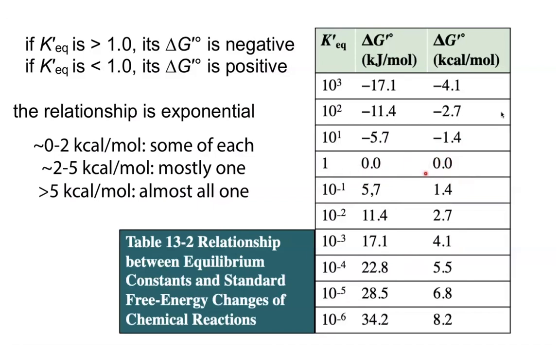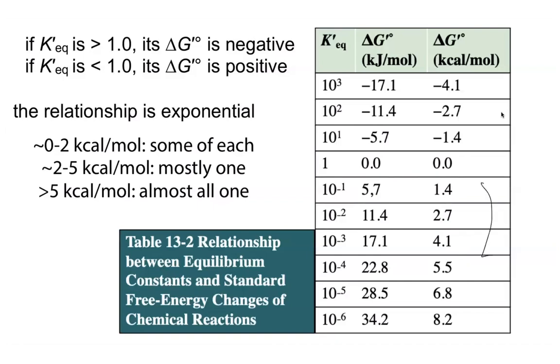So basically at 0 kilocalories per mole, remember that's our equilibrium. That's our KEQ is 1. Our concentration of products to reactants is 1. If you're around 0 to 2 kilocalories per mole, basically you have some of each. Once you get to 2 to 5 kilocalories per mole, you're mostly going to have one or the other. And if you're greater than 5 kilocalories per mole, then if you reach that equilibrium, you're going to have almost all of one.